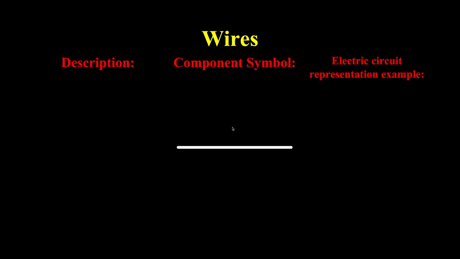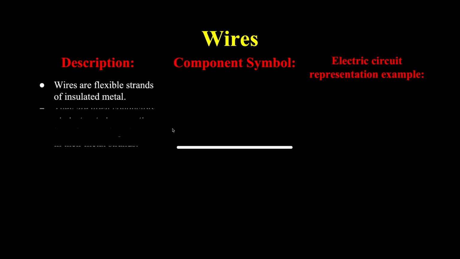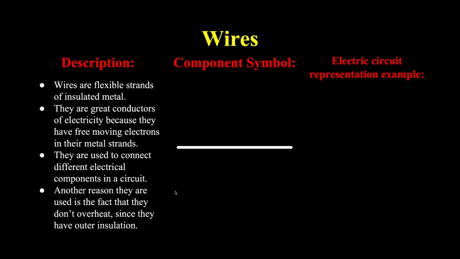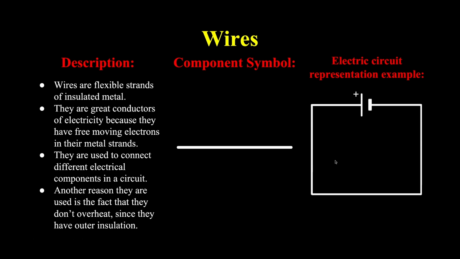Here is the component symbol for a wire. Wires are flexible strands of insulated metal. They are great conductors of electricity because they have free-moving electrons in their metal strands, so the electrons in the circuit can move through the wires. I will show you a more accurate diagram representation when we look at resistance, hence why they are used to connect different electrical components in a circuit. Another reason they are used is the fact that they don't overheat since they have outer insulation. And here's a representation of a wire in an electric circuit. Make sure you draw your wires as straight lines, not as squiggly lines.